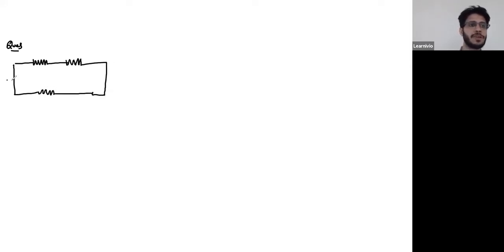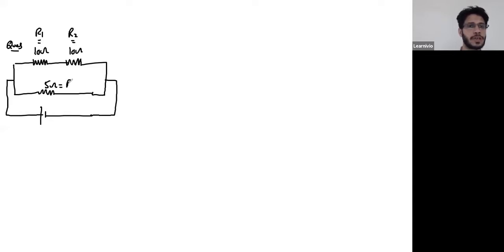We have solved similar numericals with capacitors. So that's 10 ohm, that's 10 ohm, that's 5 ohm. It's R1, it's R2, it's R3. And say here this is 10 volt. The first part is we have to calculate R equivalent.